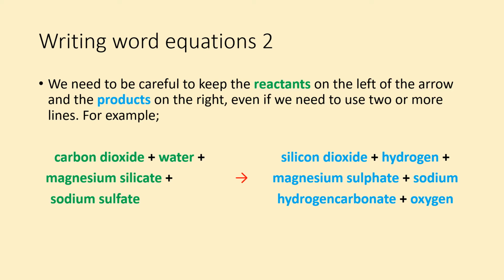So we need to be careful to keep the reactants on the left of the arrow and the products on the right, even if we need to use 1 or 2 or more lines. So you can see here I've stacked them up on top of each other for this reaction. You've got to think of the arrow as being like a dividing line where the reactants are on the left and the products are on the right.